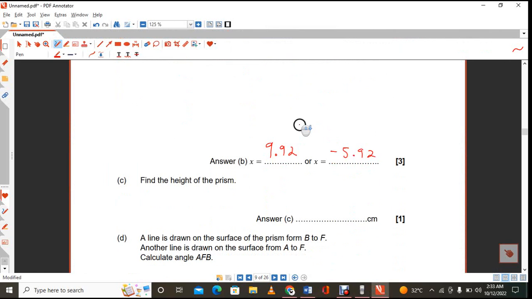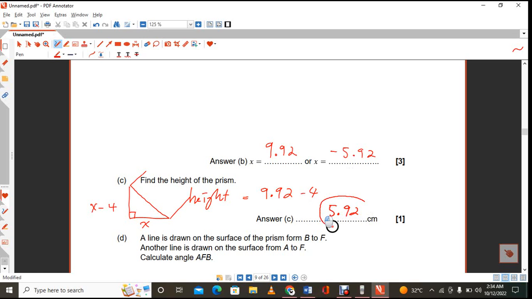Right, so find the height of the prism. I hope you still remember from our drawing, this was the x here, and this was x minus 4. In order to find the height of the prism, you now have to decide which value of x you are going to use. Obviously, you have to use the 9.92 because the negative value doesn't make sense. Distance can't be negative. So the height, therefore, is going to be 9.92 take away 4, which is 5.92. Ironic, isn't it? The same answer as that one, with a different sign.